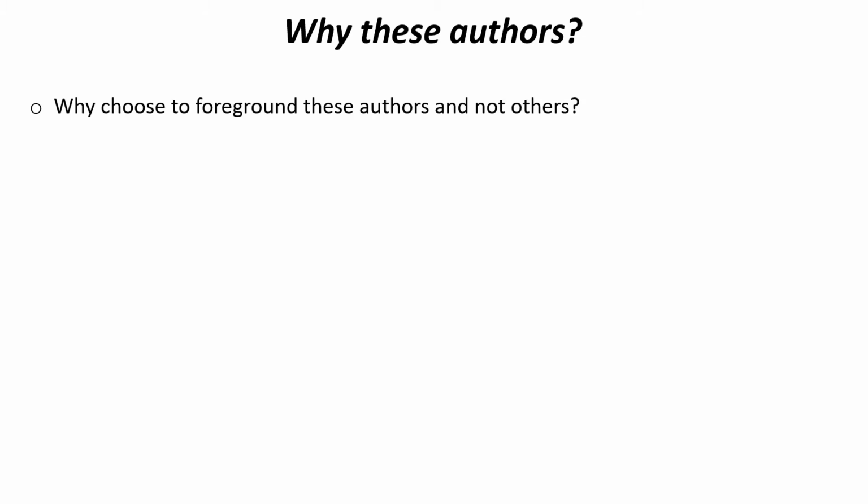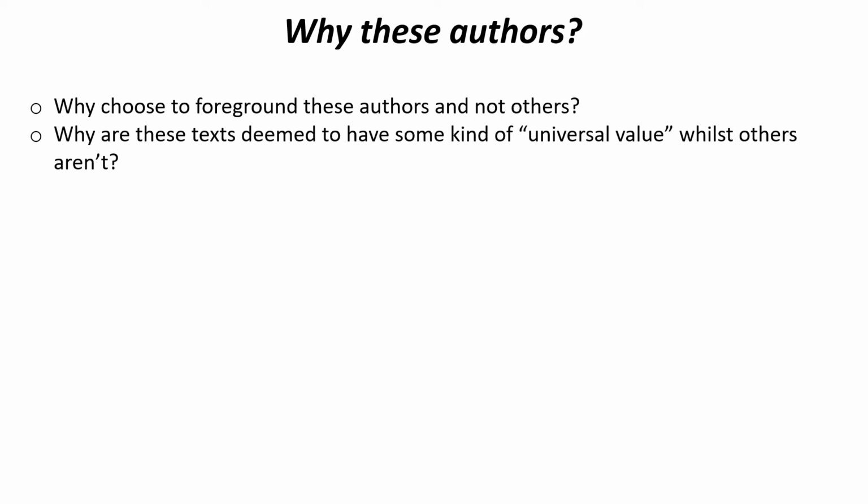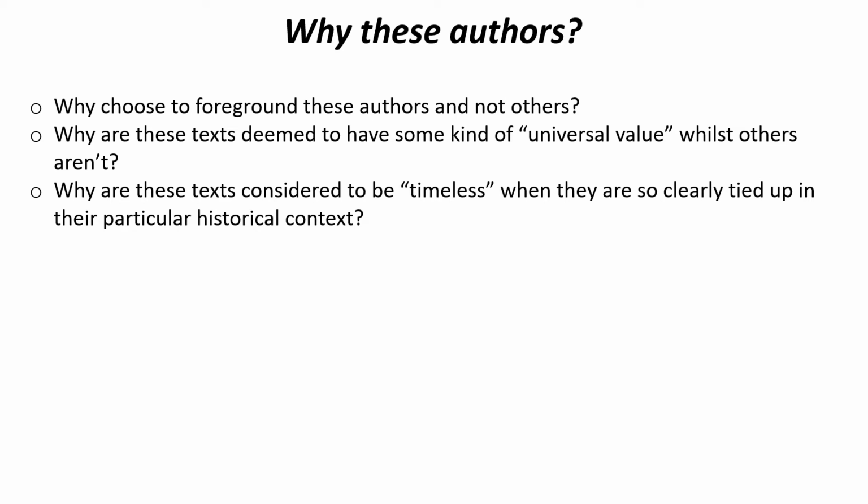We ask ourselves questions: why choose to foreground these authors and not others? And why are these texts deemed to have some kind of universal value, whilst other texts aren't? Why are these texts considered to be timeless when they are so clearly tied up in their particular historical context? If you think about Shakespeare's tragedies, for example, why is Antony and Cleopatra's tragic death, their suicide at the end of the play, a kind of timeless event when actually it's bound up within the culture, the politics, the history, the gender situation of the time?